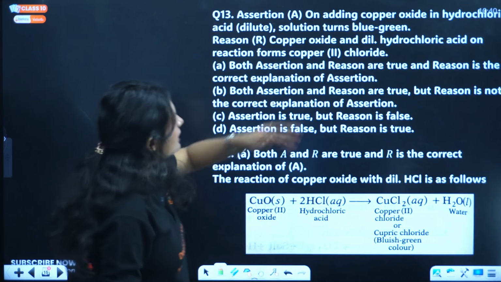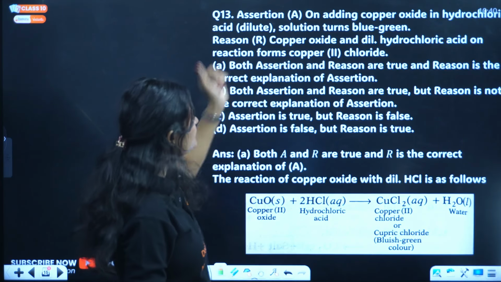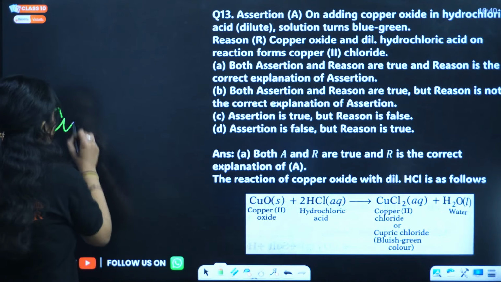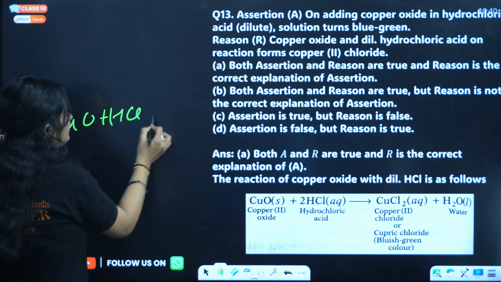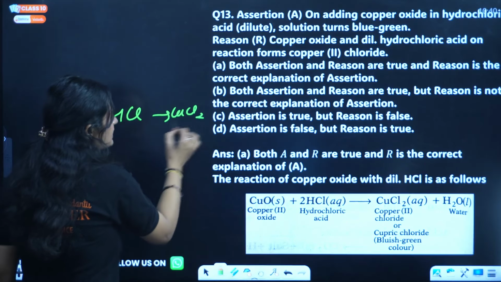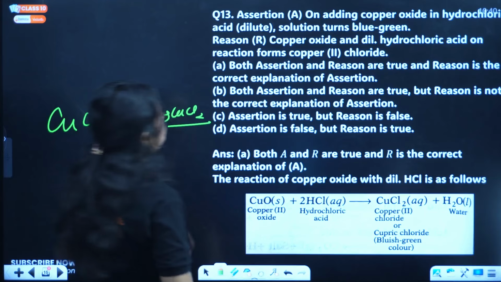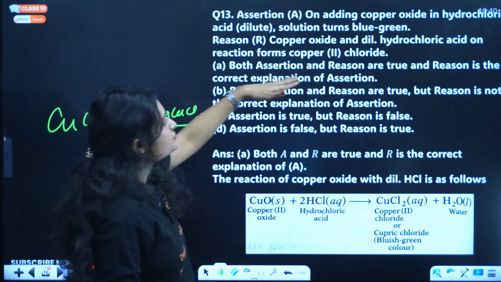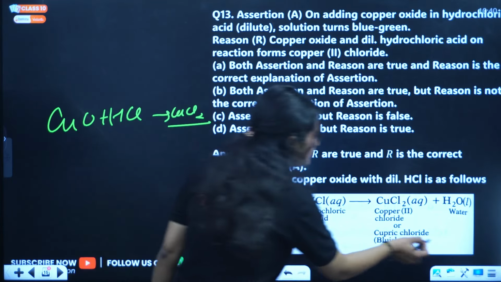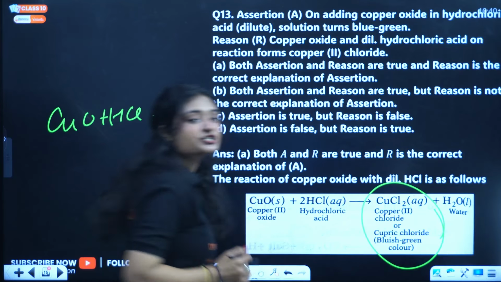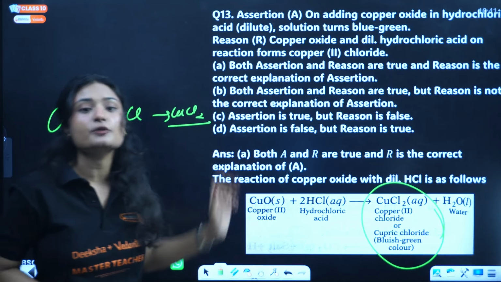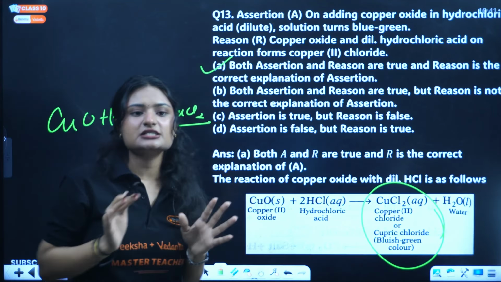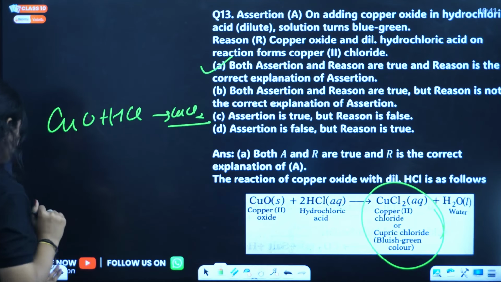Next question. Assertion says on adding copper oxide in hydrochloric acid solution turns blue-green. Yes, when you have copper oxide and when you add HCl to it, what do we get? Copper chloride, and that is bluish-green in color. Okay. Reasoning says copper oxide and dilute hydrochloric acid on reaction form copper chloride. Yes, because of the formation of copper chloride, which is bluish green in color, the color change is observed. Okay, so that means both assertion and reasoning are correct, and reason is the correct explanation of assertion.